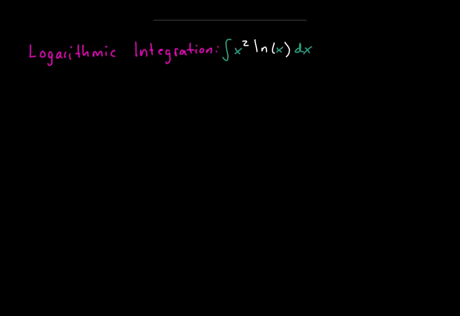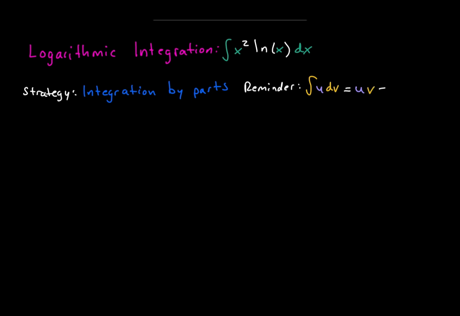This is a product, so integration by parts is a good choice. Quick reminder, integration by parts says the integral of u dv equals u times v minus the integral of v du. A very useful rule is to choose the logarithm as u, because logarithms become simpler when we differentiate them.